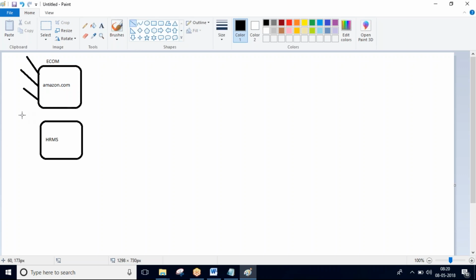So whenever a new payslip is generated, or whenever a new employee is joining or an employee is leaving, all those details will be recorded in this HRMS system.